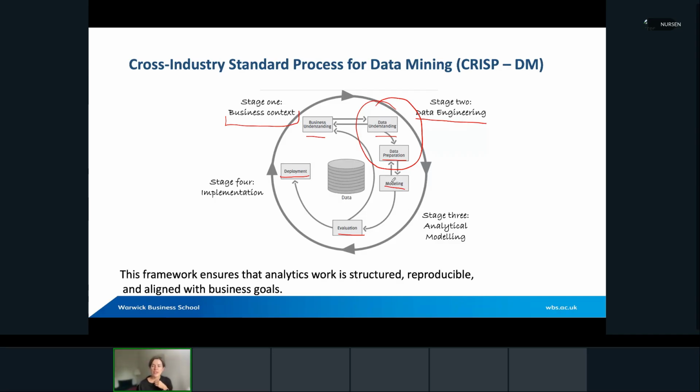Then stage 3 is about the analytical modeling. We are going to build several models, not just one model, since we need to have some benchmarks. We need to understand whether the model we are going to use at the end is working well.